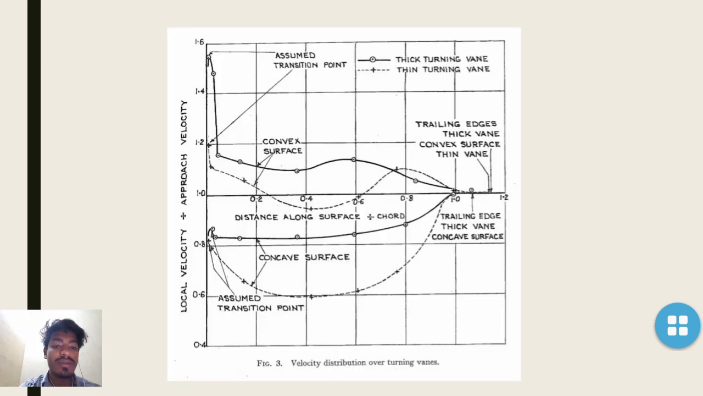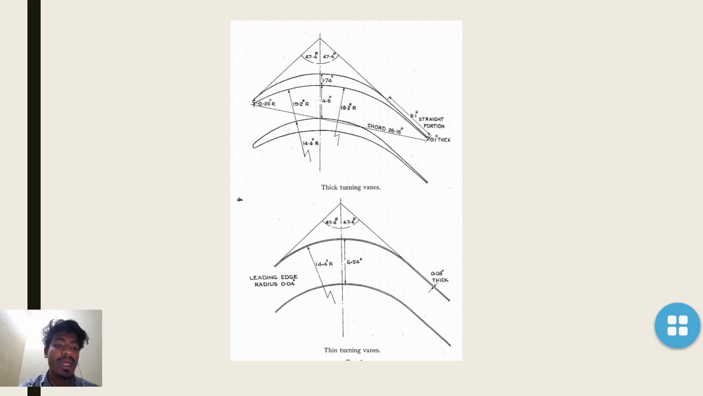Here you can see the graph of local velocity versus approach velocity. First is the assumed transition point and concave surface, then distance along surface divided by chord, and the convex surface, then the assumed transition point. At last you can see the trailing edge of the thick vane concave surface and the trailing edge of the thick vane convex surface. Here is one more diagram for the thin turning vanes.